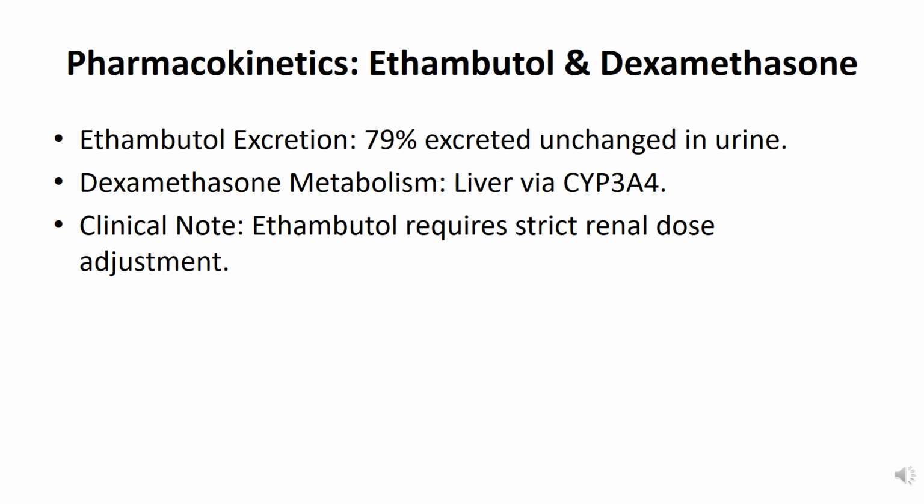In summary, ethambutol is eliminated primarily through the kidneys, with nearly 79% excreted unchanged in the urine. Because renal function strongly influences drug clearance, careful dose adjustment is required in patients with kidney impairment. Dexamethasone, in contrast, is metabolized in the liver through the CYP3A4 enzyme system. Understanding these pharmacokinetic pathways helps clinicians optimize therapy while minimizing the risk of toxicity and drug interactions.